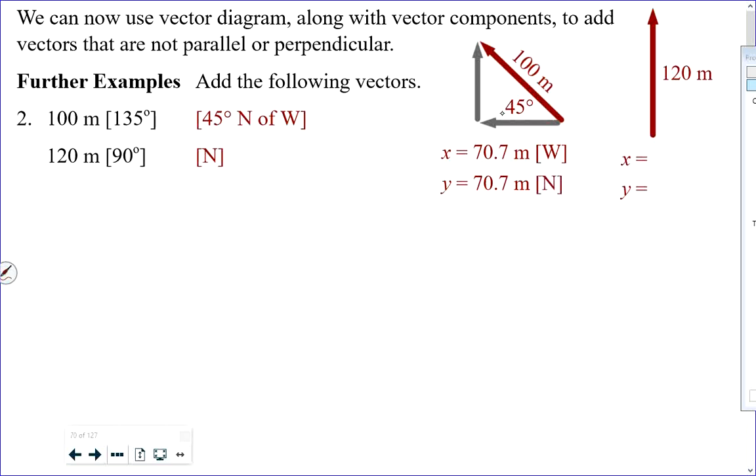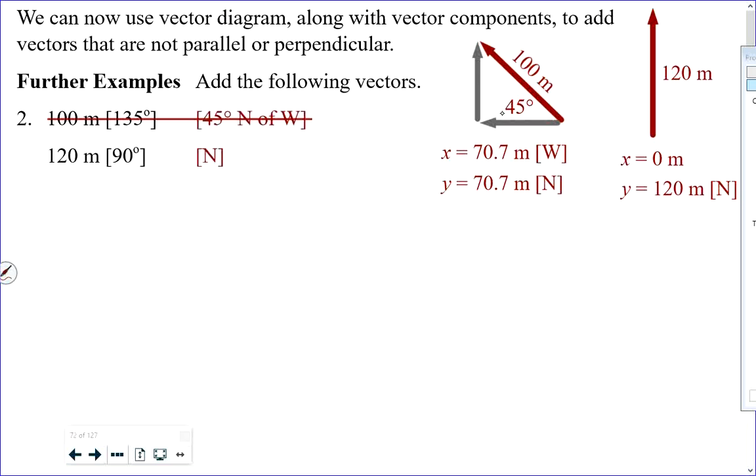And 70.7 north. How do we find the horizontal and vertical components, or the x and the y components of the second vector? There's no triangle. We just look at it and we go, well, it's pointing north. The entire vector is north, so the y component is 120 meters north. The x component is nothing. And we don't even want to put north or south on nothing. There's nothing there. There's no direction because there's no vector.